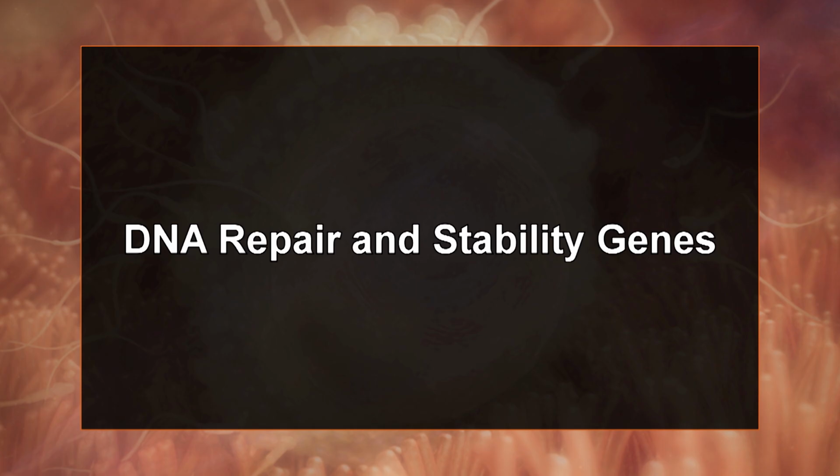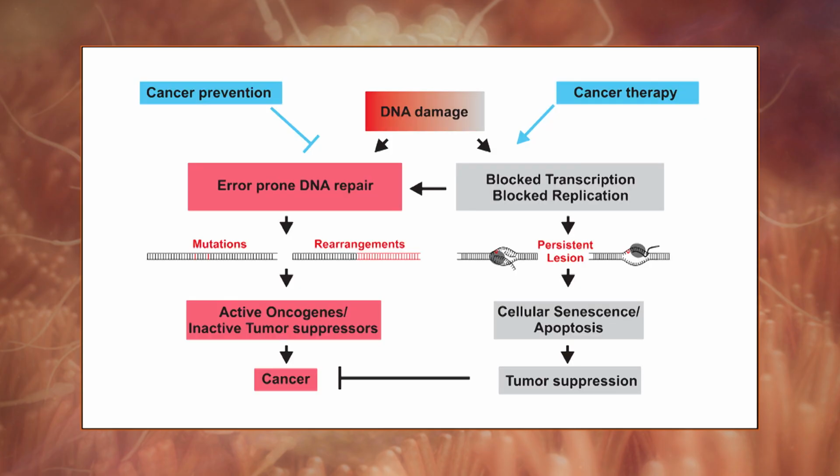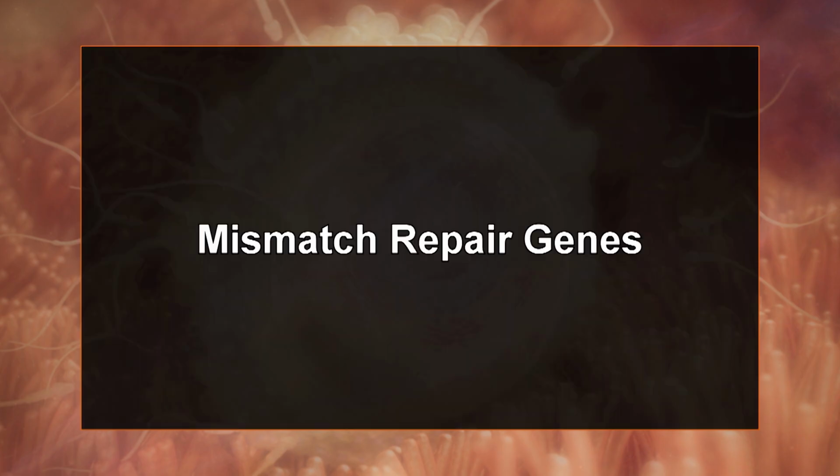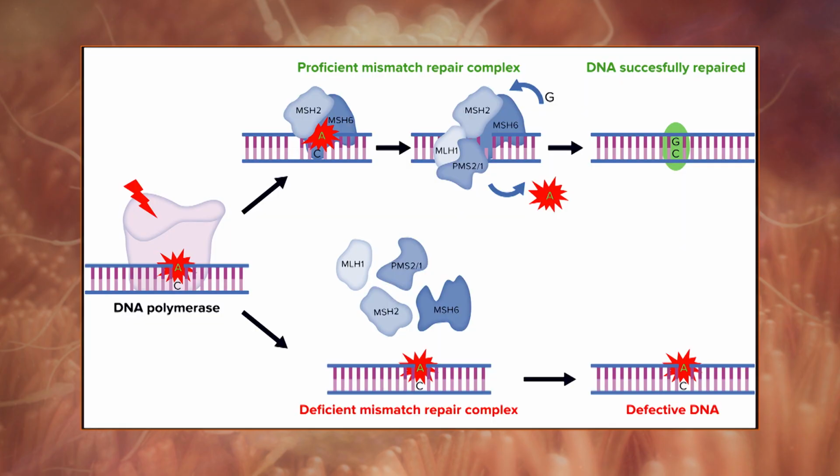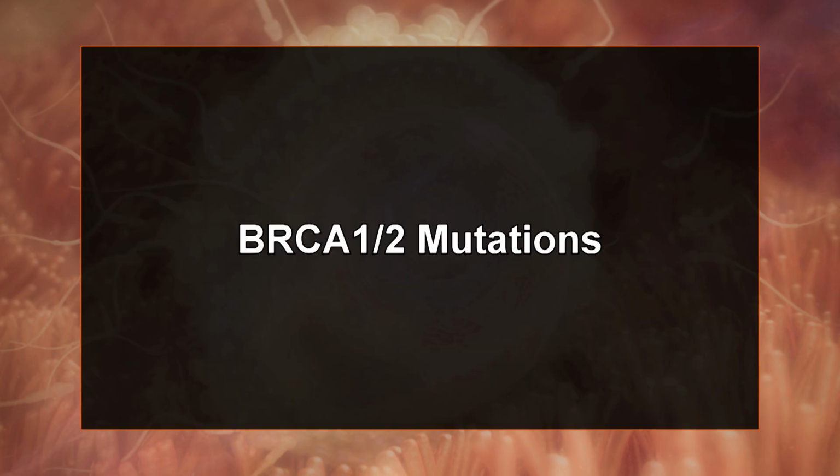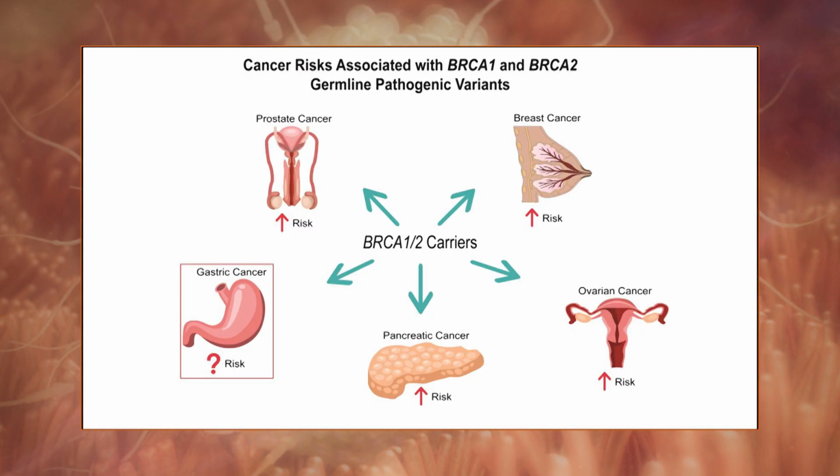DNA repair and stability genes. Dear students, repair gene mutations cause genomic instability. Mismatch repair genes like MLH1 and MSH2 mutations cause Lynch syndrome. BRCA1 and BRCA2 mutations cause breast and ovarian cancer predisposition.